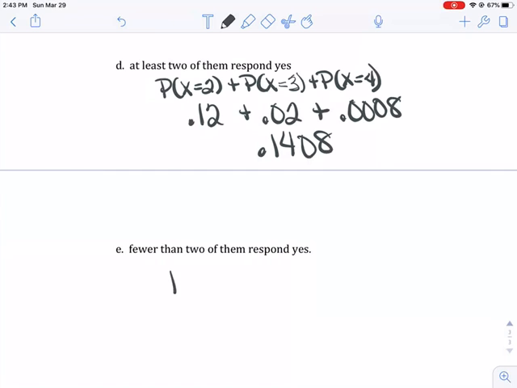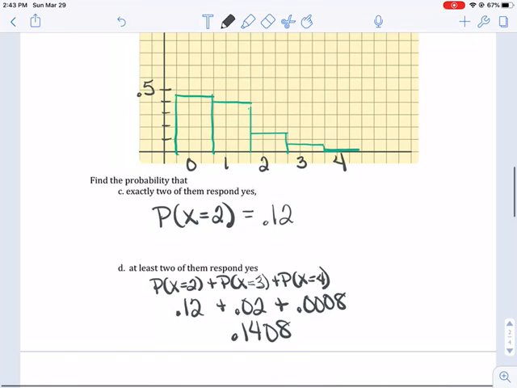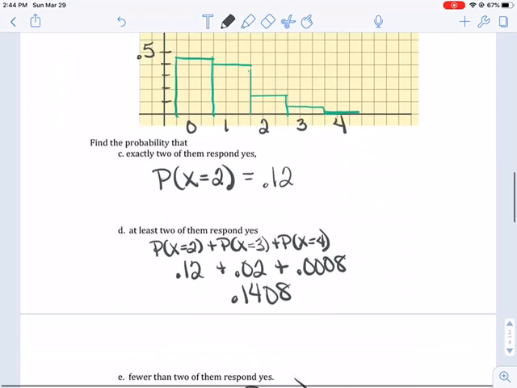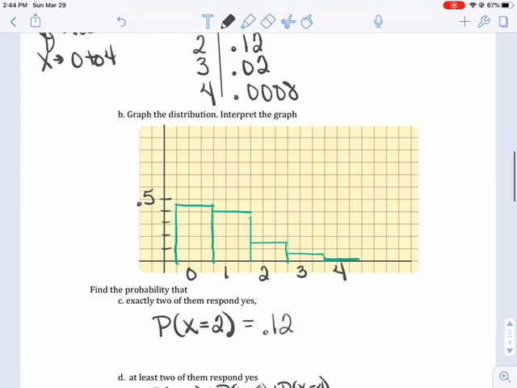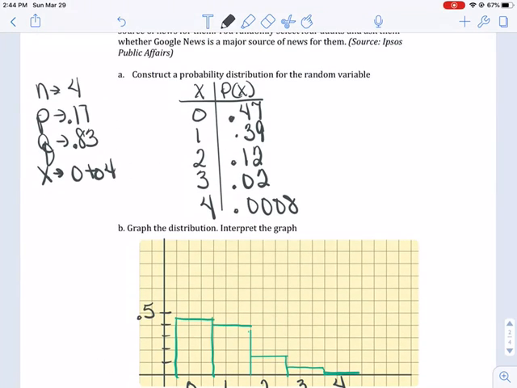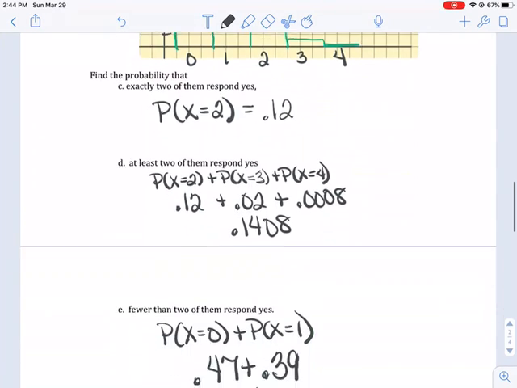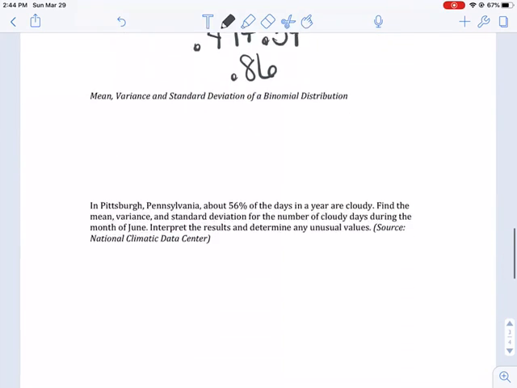Fewer than 2 would be 0 and 1. So I would add those 2 together. So 0.47 and 0.39. So 0.47 plus 0.39, 0.86. So 86%. All right, so I would try using that calculator, or you can Google another one, or if you have access to a graphing calculator, I would use that. All right, so hopefully that made sense.